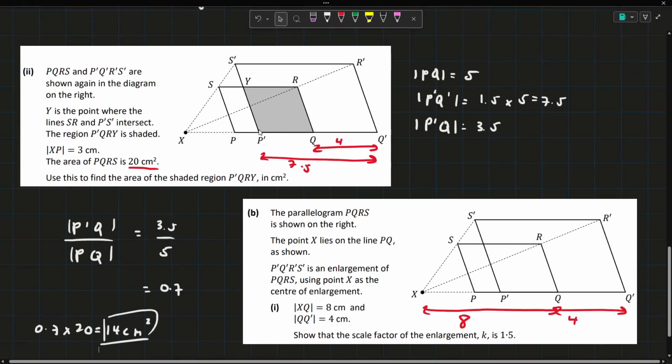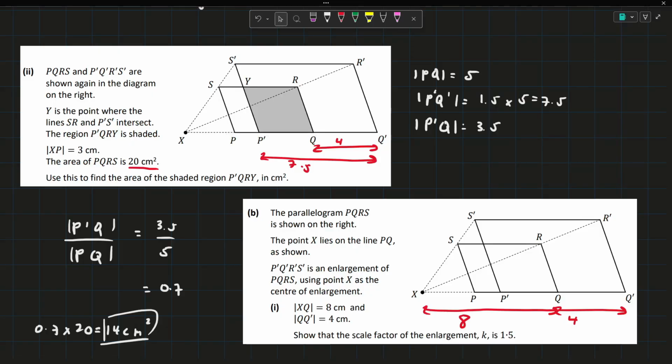Another way you could do it is you could find the area of PQRS. You could find this angle here, and then you have some slopes and stuff. But if you find the area in terms of that angle, then you know this angle here is the same, and then you can use that, because we know what P prime Q is, to find out what the area is.